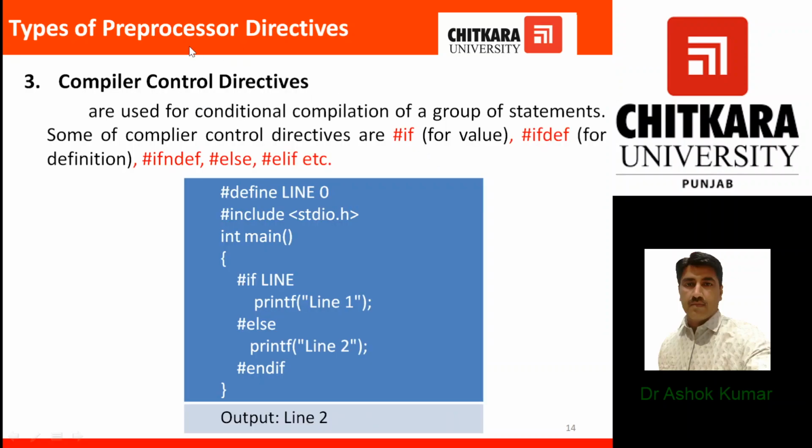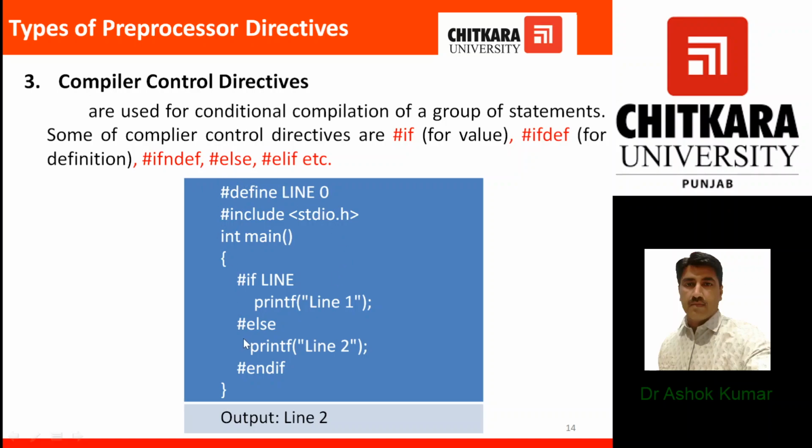The next is the second type of preprocessor directive, the compiler control directive. These are basically used for conditional compilation of a group of statements. Some of the compiler control directives are #ifdef, #ifndef, right? We are going to discuss these compiler control directives in the coming slides. The very first example on these compiler control directives is this. In this program, we have defined a named constant LINE, and we have given a value 0 as its definition.